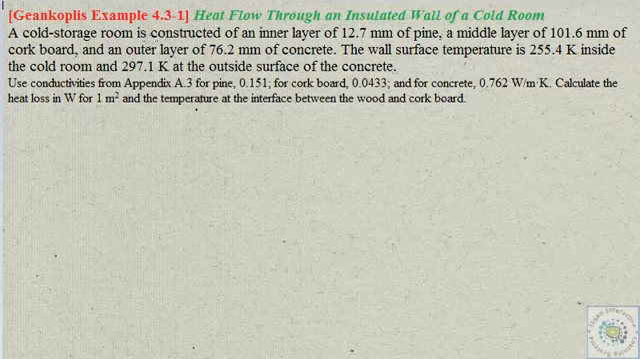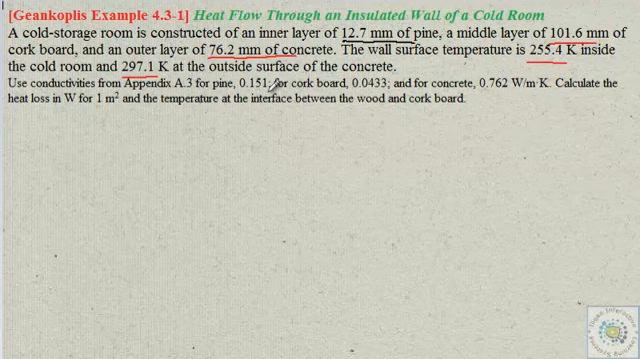You can complete example 4.3-1. It says heat flow through an insulating wall of a cold room. So a cold storage room is constructed of an inner layer of 12.7 mm of pine, a middle layer of 10.6 mm of corkboard, and an outer layer of 76.2 mm of concrete. The wall surface temperature is 255.4 Kelvin, and 297.1 Kelvin at the outside surface of the concrete.